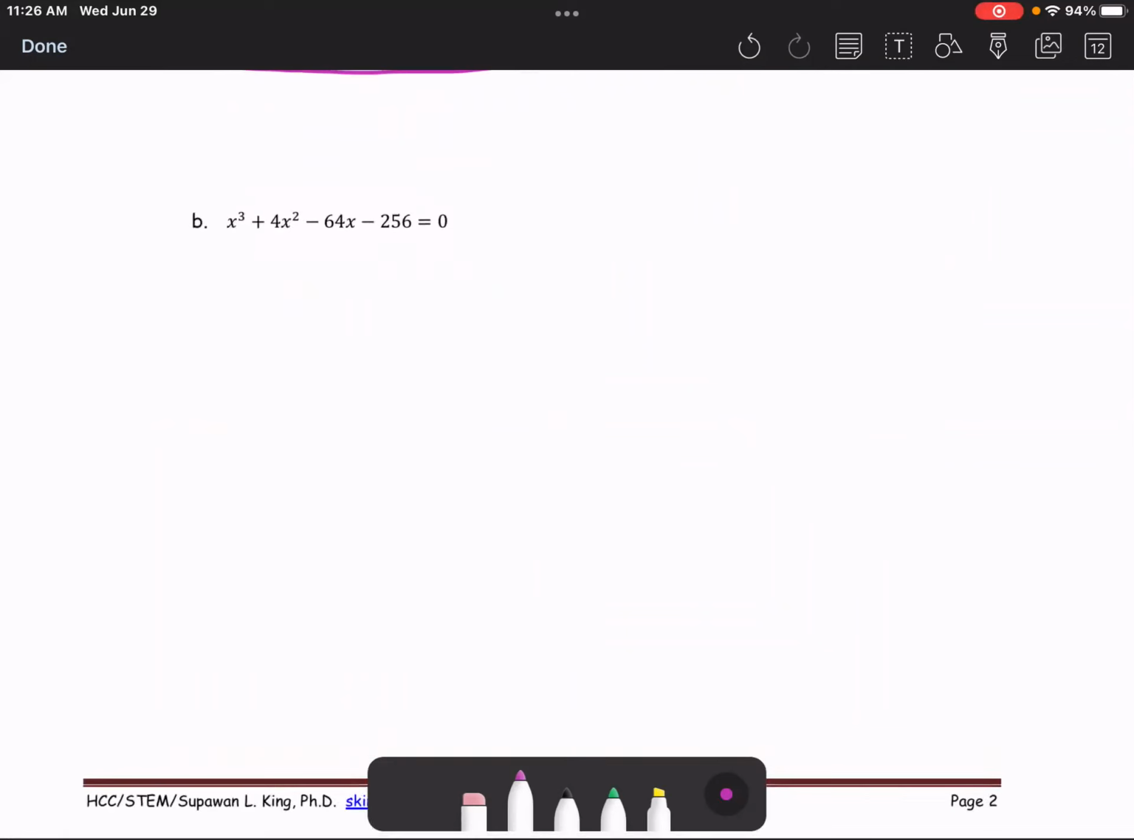For the next polynomial equation, we have x to the third plus 4x squared minus 64x minus 256 equals 0. So this problem, we have 4 terms. We are going to factor by grouping. We're going to group the first 2 and the last 2 together. Quantity x to the third plus 4x to the second plus negative 64x minus 256 equals 0.